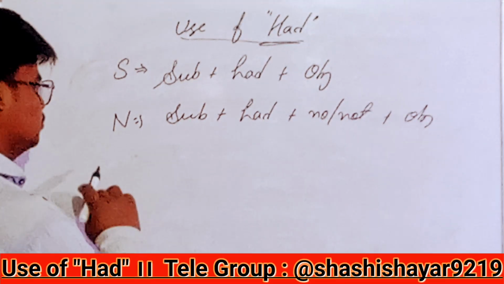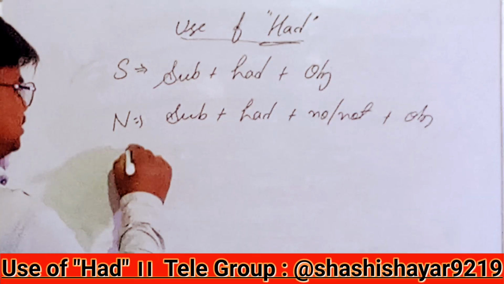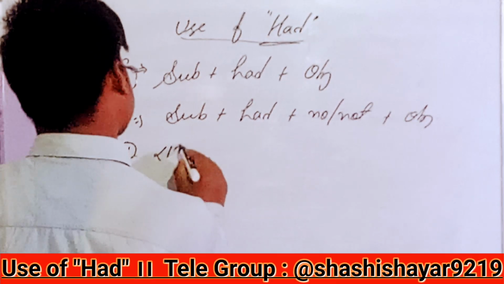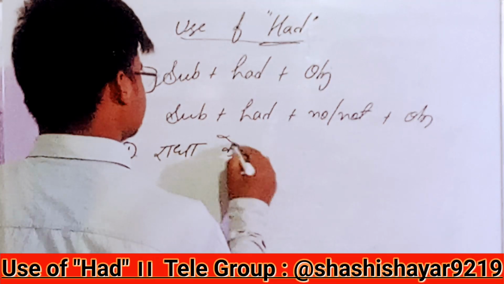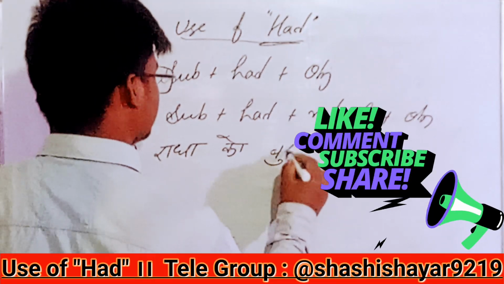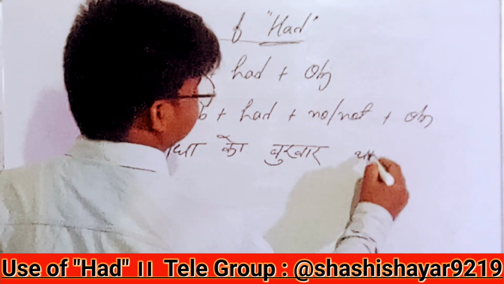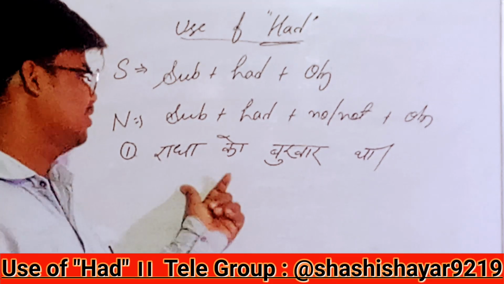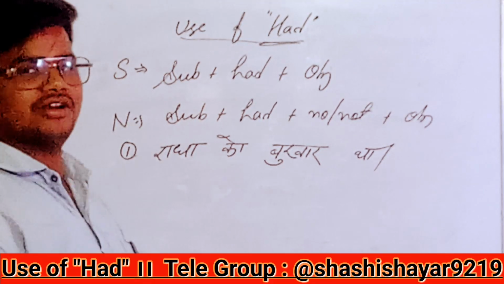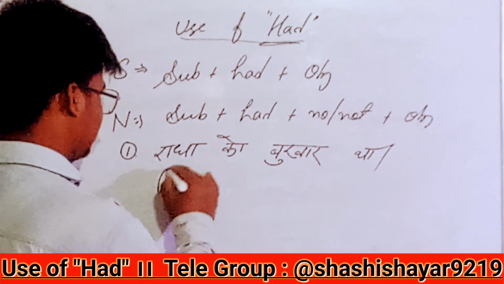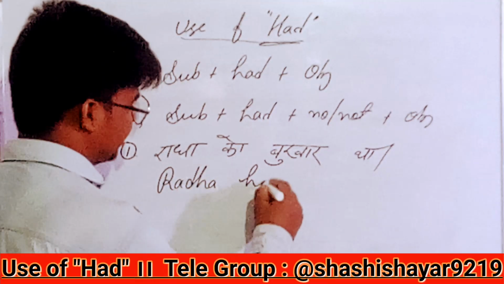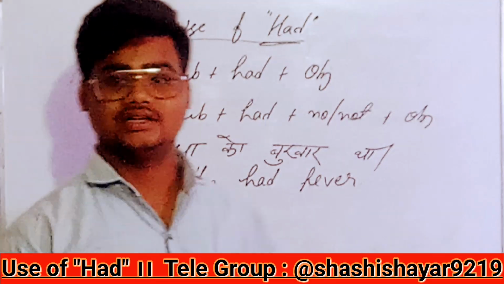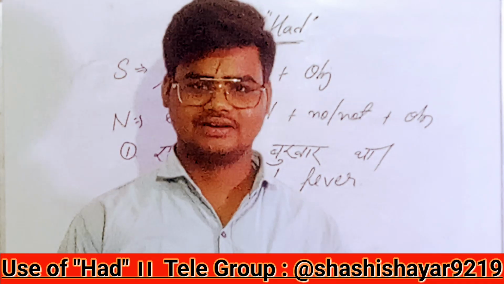If I now give you some examples that you have to translate. First one, राधा को बुखार था. How to speak this sentence? राधा को बुखार था. You can translate it with this structure. Affirmative statement. Radha had fever. राधा को बुखार नहीं था. Radha had no fever. Clear?